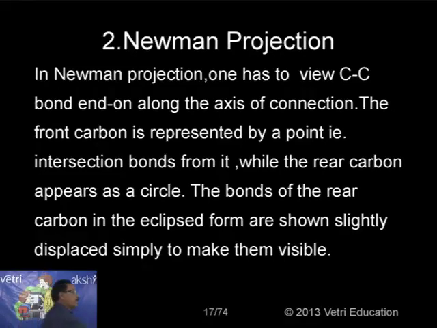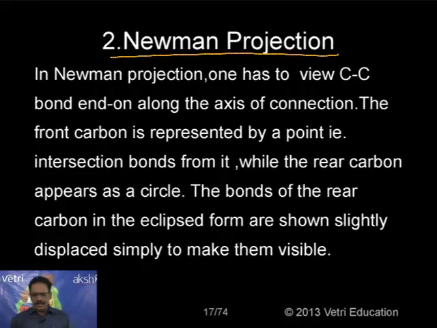Let me go for a Newman projection. Kindly listen, students, I have already pointed out: Fischer projections we use only for writing the three-dimensional molecular structure in a two-dimensional notebook or board. Newman projection and Sawhorse projection are commonly used to study stereochemistry, that is, stability and reactivity can be compared only by Newman and Sawhorse. So let me go for the Newman projection now.